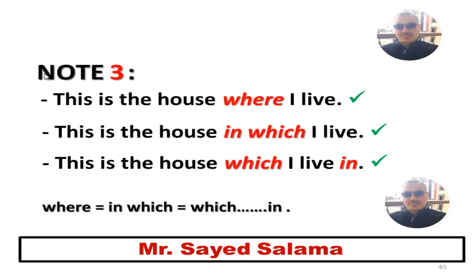Number 3. This is the house where I met. So for places you can say where. This is the house where, because I'm talking about a place. This is the house where I live. You can also say this is the house in which I live. This is also correct. You can also say this is the house which I live in. طب القاعدة بتقول ايه يا مستر؟ where ممكن يحل محلها in which أو which in. This is note number 3.